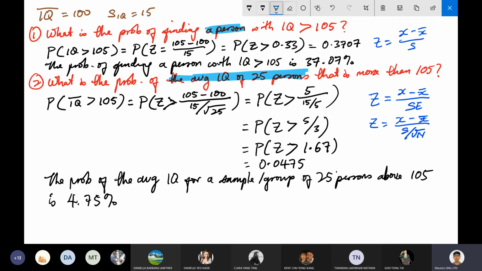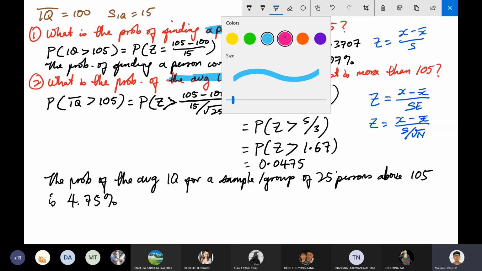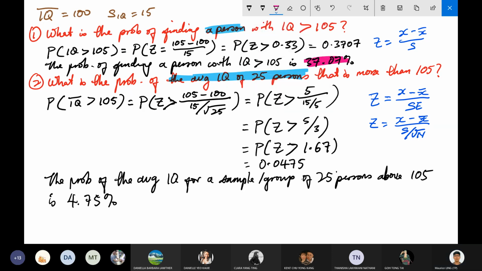Look at the two chances. It is totally different. One, you're finding the probability of the average IQ. One, you're finding the probability of the IQ of a single person. So please read your question very, very carefully.